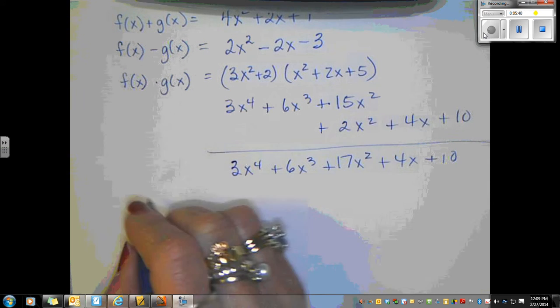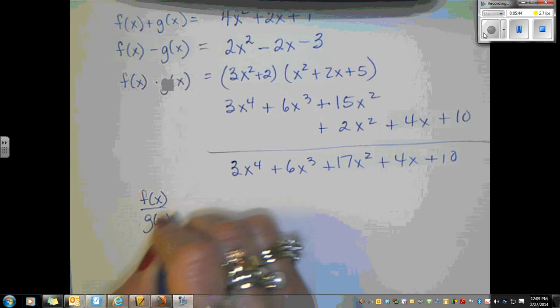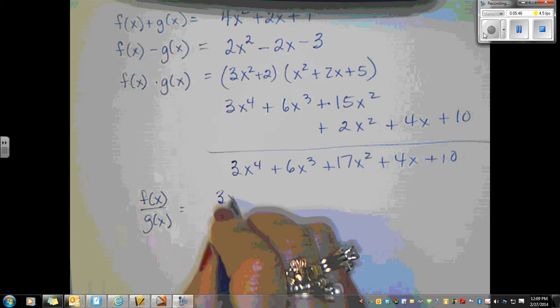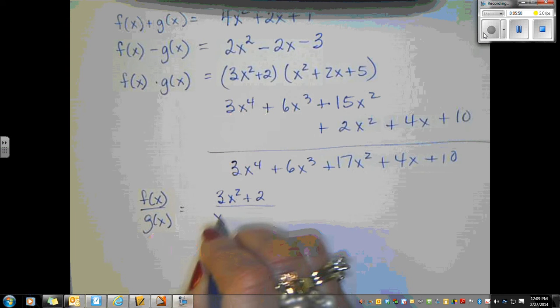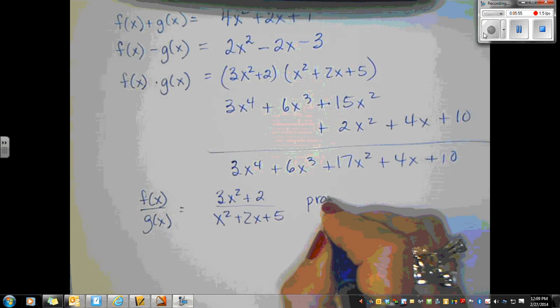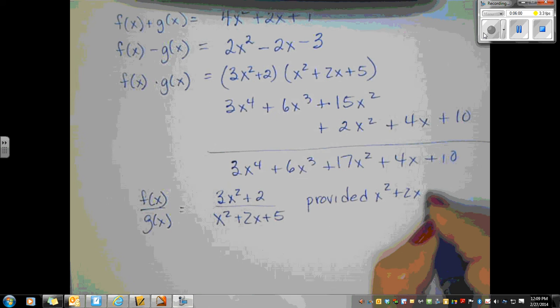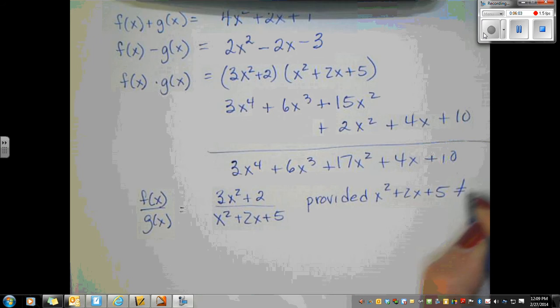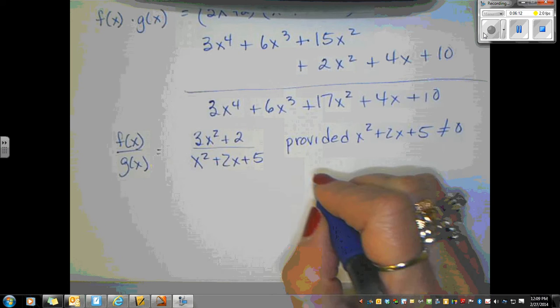Okay, how about f of x divided by g of x? 3x squared plus 2 divided by x squared plus 2x plus 5. Provided what? X squared plus 2x plus 5 doesn't do what? Doesn't equal 0. How could I find out where that guy equals 0? Set it equal to 0 and use the quadratic equation.